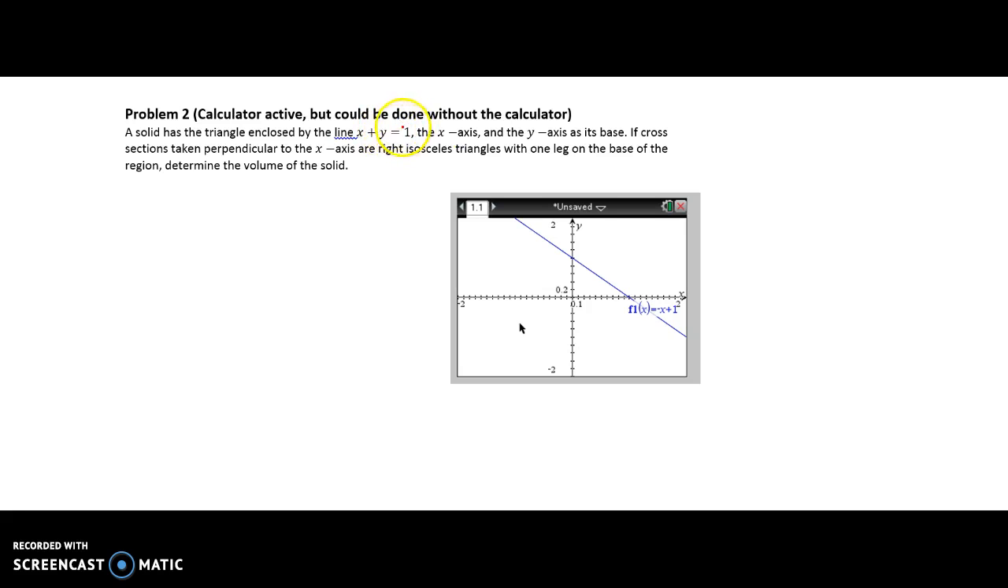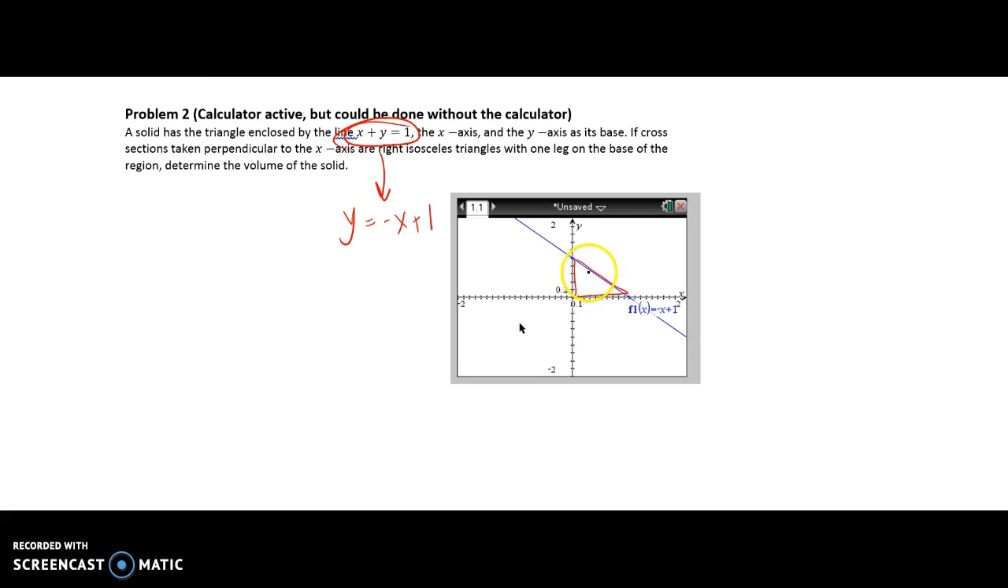So first things first, I did take this and solve it for y in order to use my calculator to graph that line. Once I did that, I can see really clearly the base that they're talking about, the triangle formed right there in quadrant 1. The big thing here is that the cross sections we're going to stack along that region are not going to be squares, but instead right isosceles triangles. And this is going to be real bad. You thought my squares were bad.